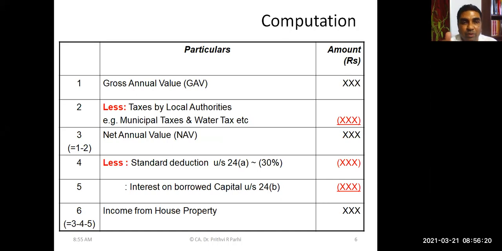So what we are talking about is that from gross annual value, local authority taxes need to be deducted. And at that point of time, I had told you one more thing, that these local authority taxes are deductible on payment basis. That means on cash basis only they are deductible. Only when it is paid, local authority taxes will be deducted, and that should be paid by the owner. After deducting local authority taxes, you'll be getting net annual value, right? From net annual value, as you can see, two deductions are there. Can you tell me what are these deductions?